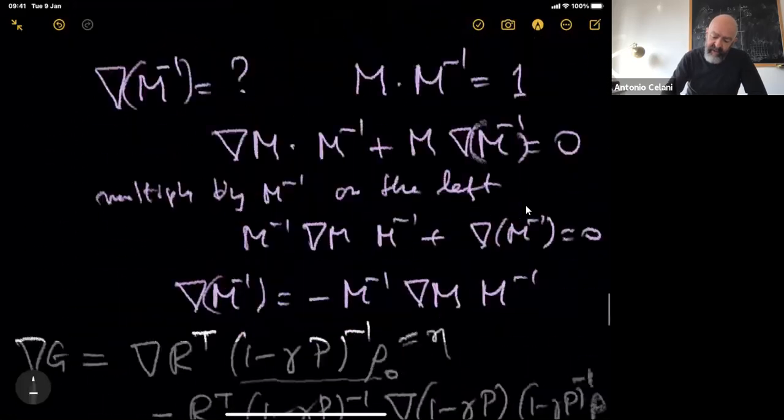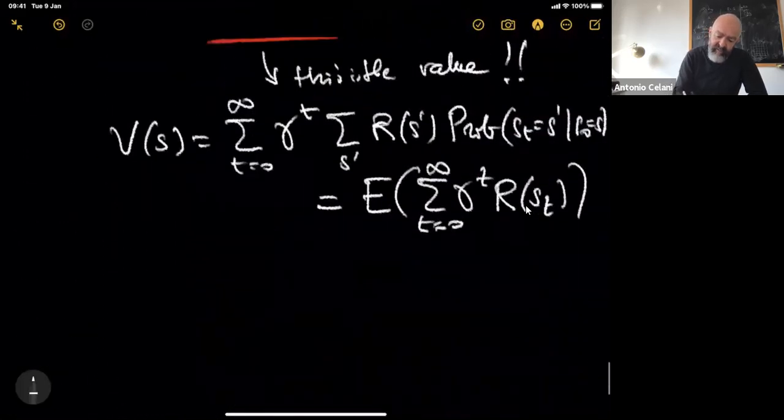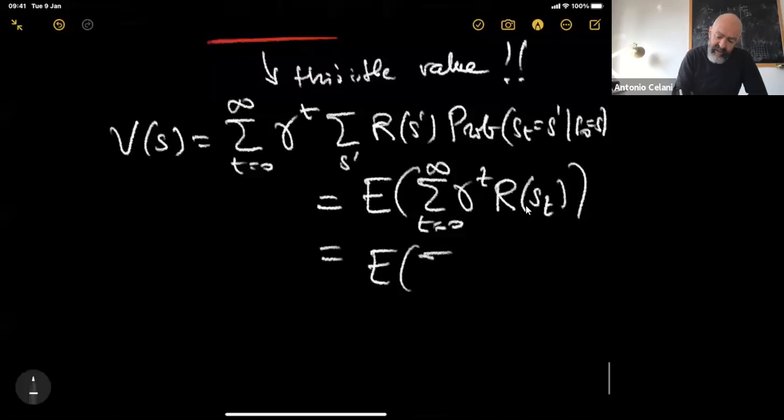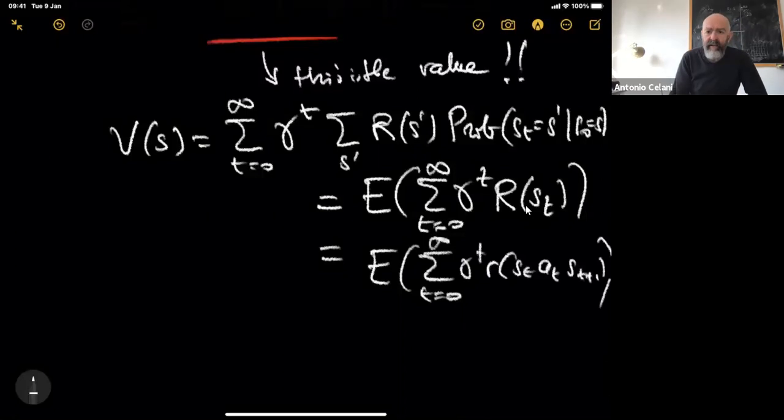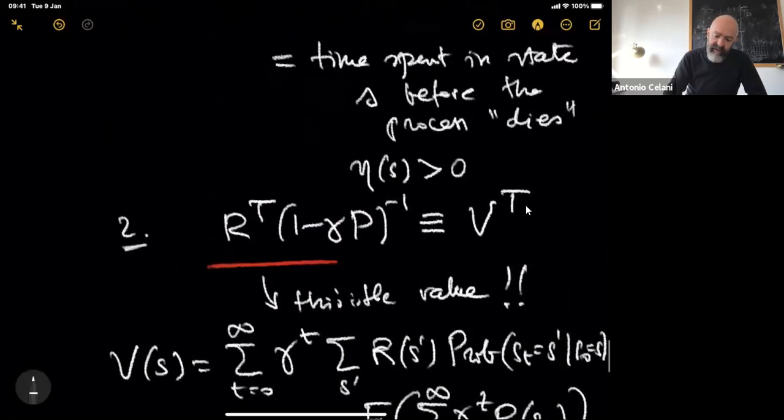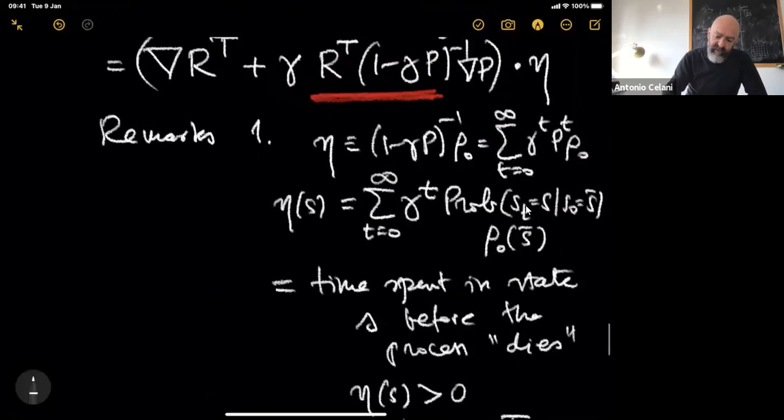So that here below, this is also equal to the expectation value of the sum to infinity of gamma^t r(S_t, A_t, S_{t+1}). All of this is not by chance, because we are essentially getting towards the same final result. So it's not surprising that we see the same objects popping up.